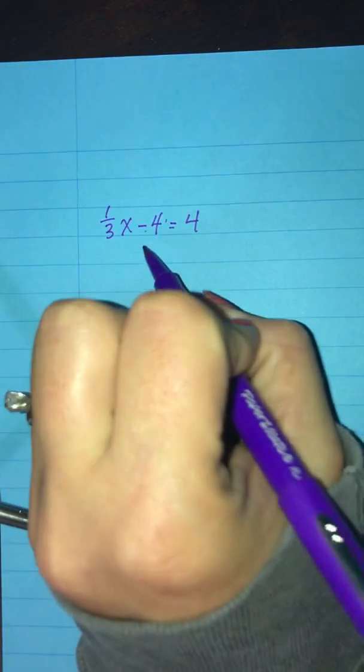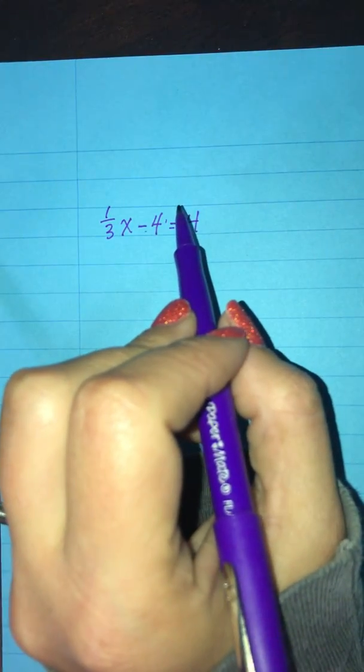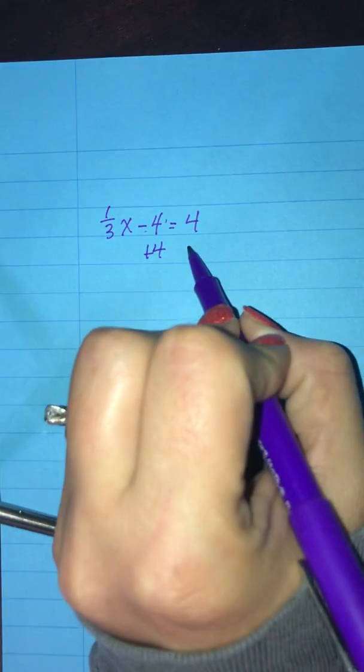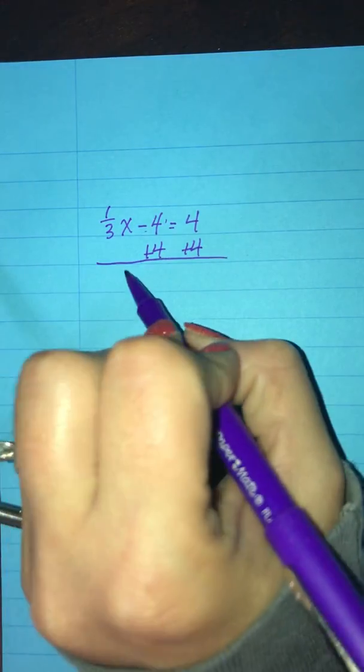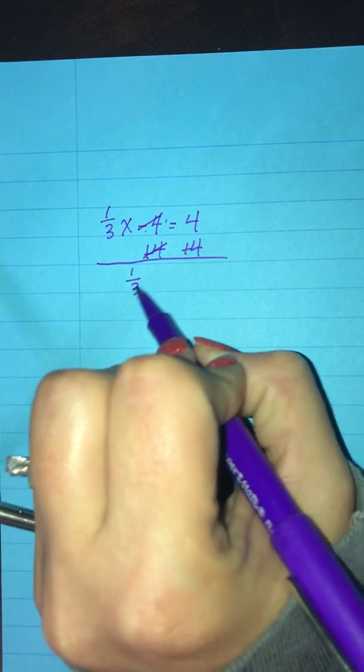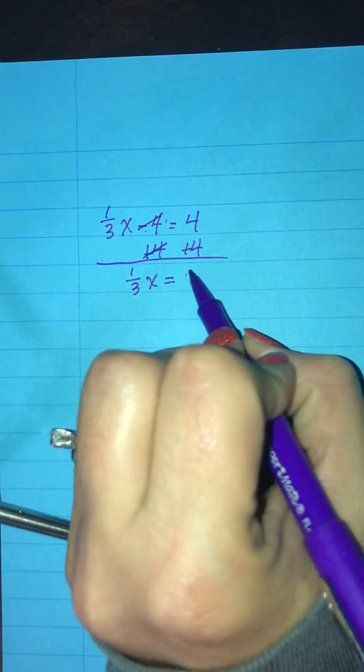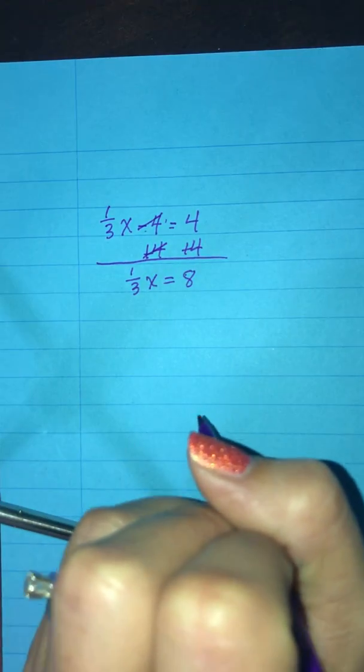Okay, I want to start by getting rid of this 4 here, and think of that as a -4 or subtracting 4. It's the same difference there. So let's add 4 to both sides. That will cancel out. So that leaves us with 1/3 of x, or 1/3 times x if you want to say it that way, equals 4 plus 4, which is 8.